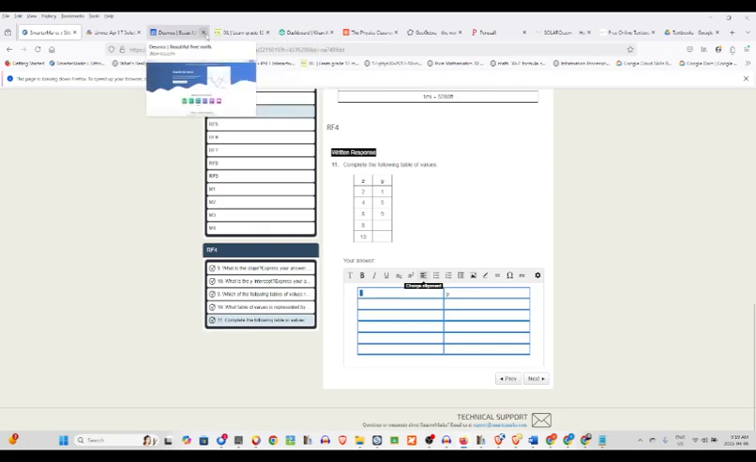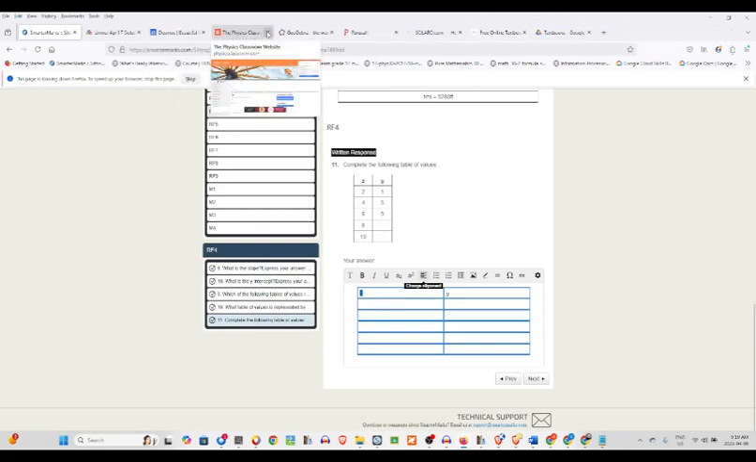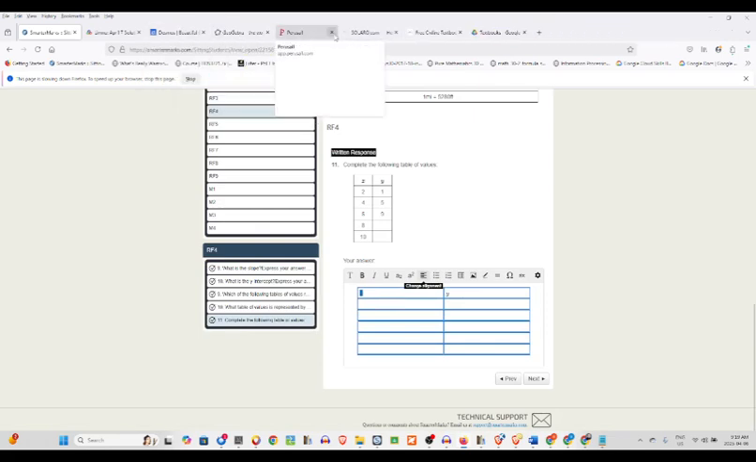We close some of these tabs. I'll leave Desmos open in case we need it. Possibly GeoGebra. And wait for Firefox to respond.